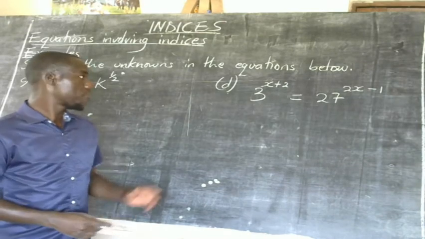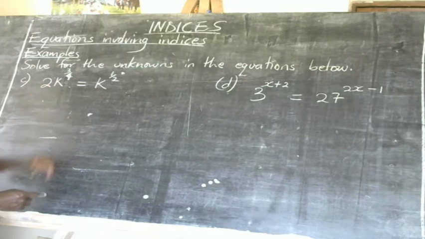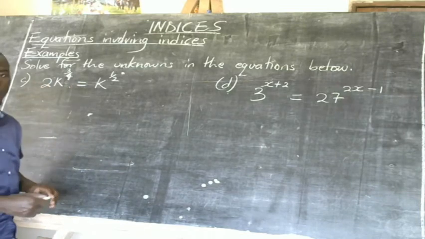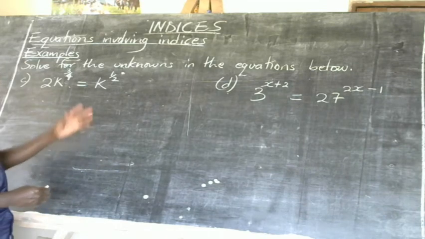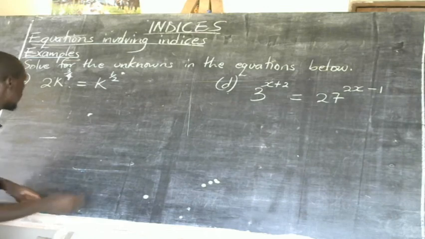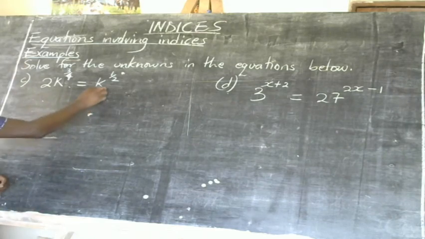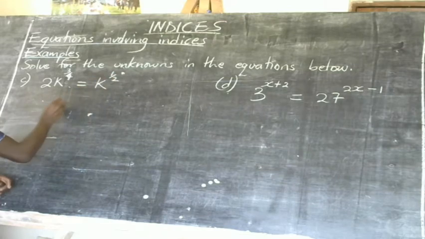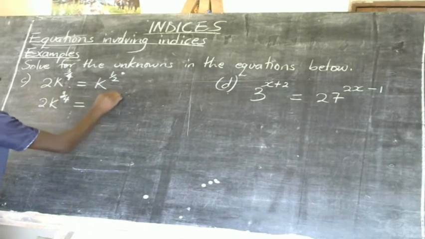We have our part C there. 2k, the k raised to 3 all over 4 is equal to k raised to a half. Now we are going to first collect the k's on one side. That is when I divide both sides by k power a half. So this is 2k to the 3 all over 4 is equal to k power a half.